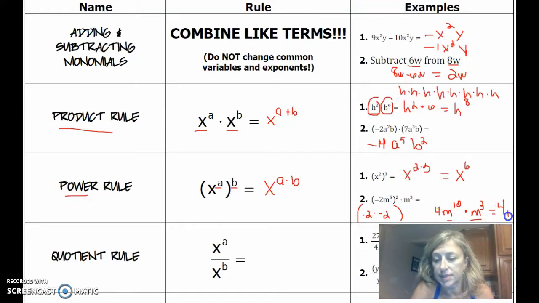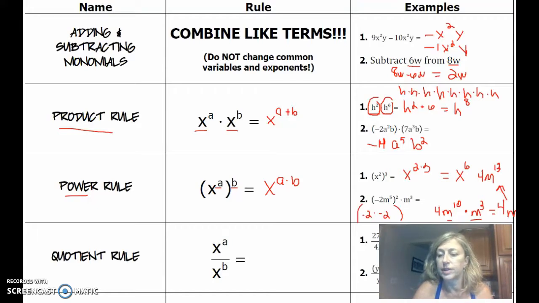Now these bases are the same. So if the bases are the same, let's go back to the original problem we had up here. That's a product rule, right? If the bases are the same and now I'm multiplying them, what do I do with those exponents? Well, up here we learned that the product rule says we add them. So this should be, and I'm going to have to rewrite it over here so you can see it, it's 4m to the 13th power. Okay? Can you see it's a 3? That means we just used a couple of rules inside of that.